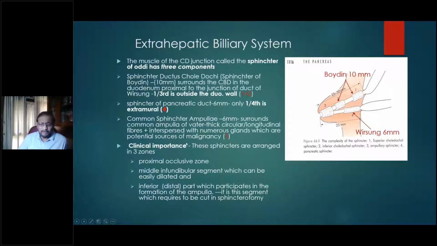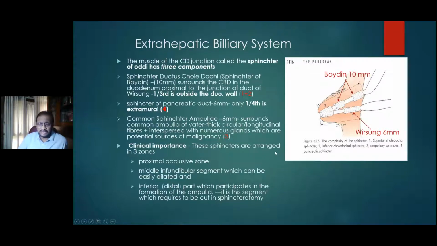Now, what's the clinical importance of these sphincters? This is the sphincter we talked about. This is about 1 centimeter, this 0.6 centimeter, and this is roughly about a centimeter. So in total, they make up 30 millimeters or 3 centimeters of this sphincter complex, right?